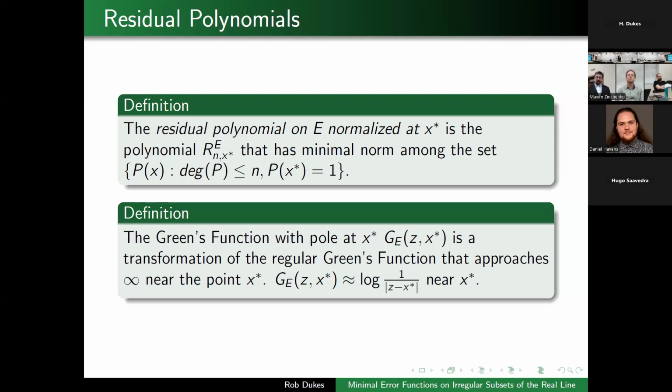One nice property is that these are symmetric, meaning if you switch the argument and the pole, you get the same value. So instead of evaluating this function at infinity, we can evaluate the regular Green's function at x star.